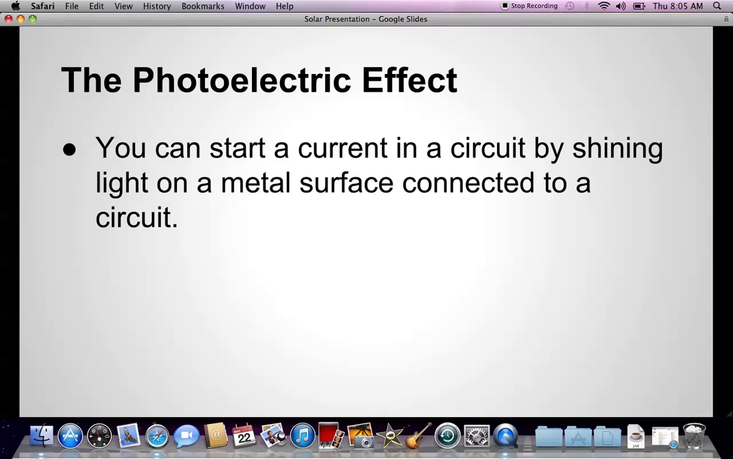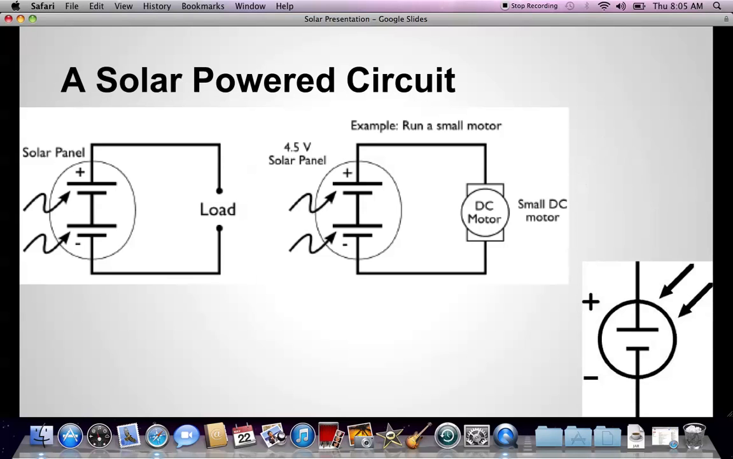One thing you can do is start current in a circuit by shining light on a metal surface connected to a circuit. That's how you can get some current through there, and you can see a schematic diagram of a solar panel that is connected in a circuit. So that's pretty cool.